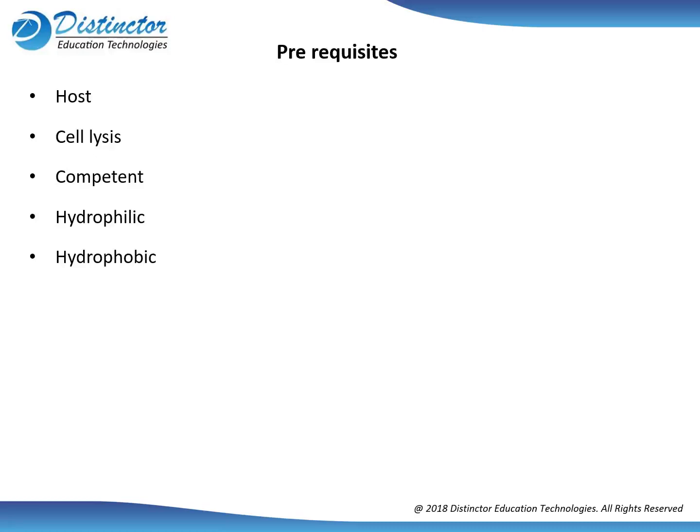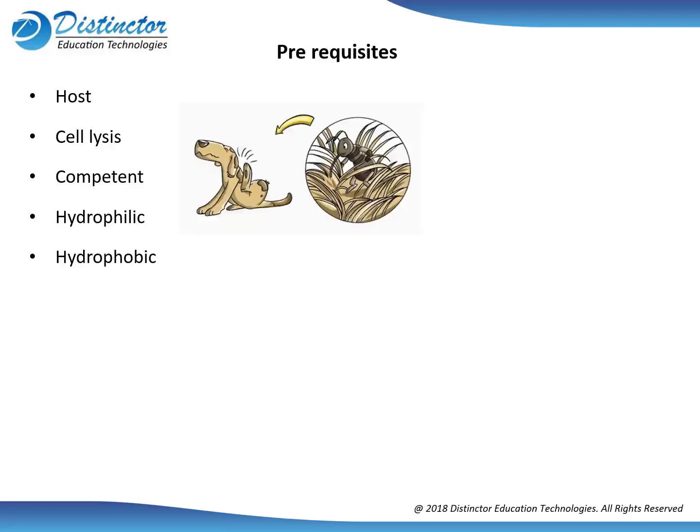So coming to the prerequisites, the first one is a host. So what is a host? A host is nothing but the place where a foreign DNA or a foreign organism can live. Let us take the example of a dog and lice. For the lice, the dog is the host. Likewise, in recombinant DNA technology, when vectors introduce their recombinant DNA into a particular cell, that cell becomes a host. So the host is the place where a recombinant DNA or foreign particles can live, and then make their progeny.